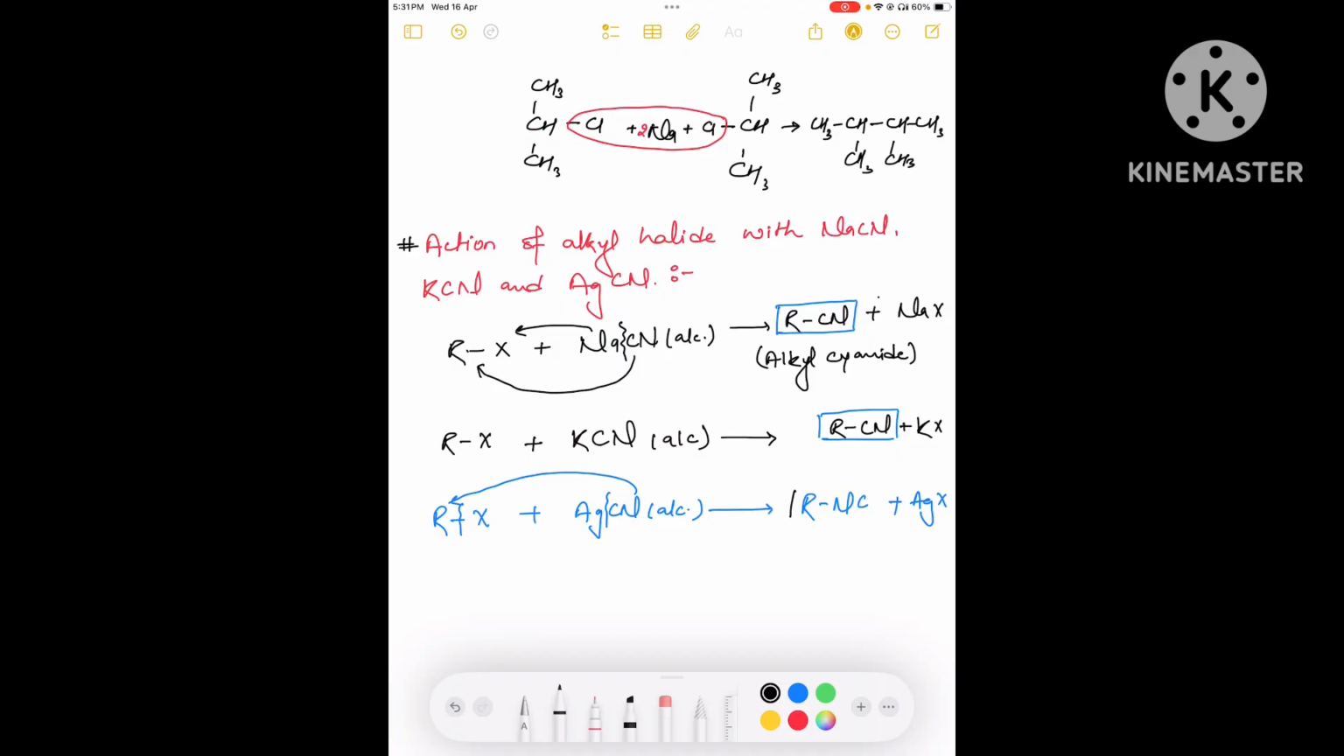So what I mentioned right over here is that in the presence of AgCN, the product is going to be alkyl isonitrile, or alkyl isocyanide, whatever you call it. Okay. So here your product is RNC, but there your product was RCN.